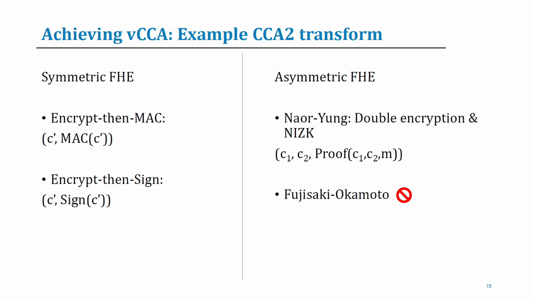For the symmetric FHE case, you could use encrypt-then-MAC. So you have the homomorphic encryption C prime on the side and then a MAC. Or you could encrypt then sign. This is also possible in the symmetric setting. In the asymmetric setting, you could use something like the Naor-Yung transform, which is essentially that you encrypt the same message twice. We would do it with the actual homomorphic encryption, and then you prove that this is all consistent, C1 corresponds to C2, and there's no issue. What you can't do is use, for example, the Fujisaki-Okamoto transform, because it doesn't have this structure I was talking about, with the homomorphic ciphertext on one side and something separate on the other side.